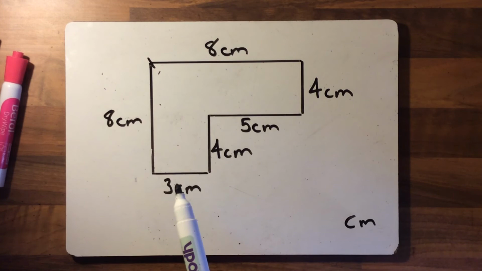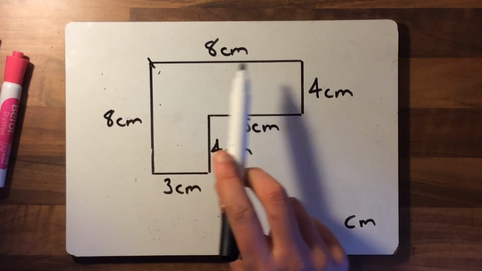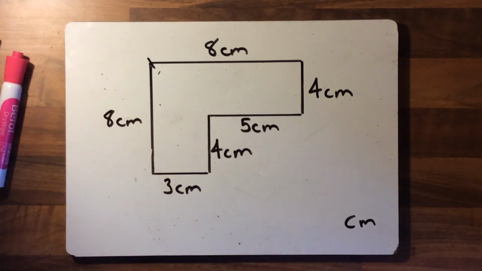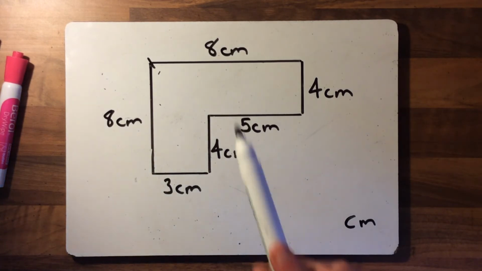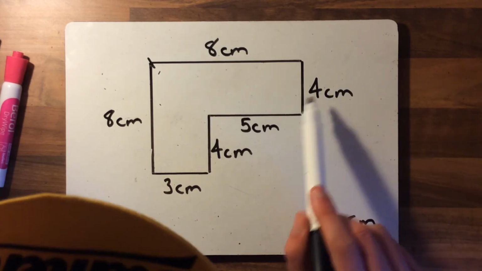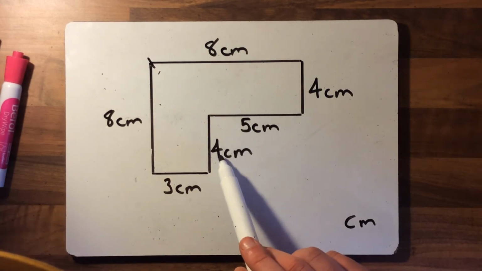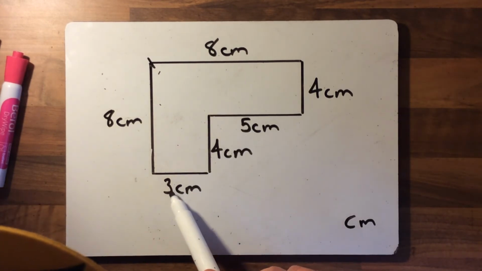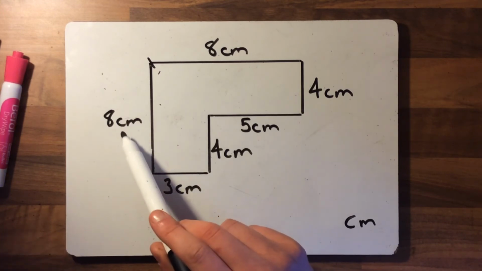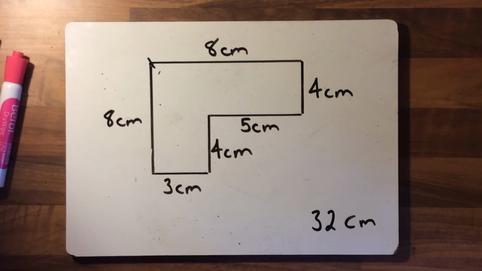Okay, so do you want to stop the video there, see if you can figure out what the perimeter of this shape is, and then we'll see if you get it right. Okay, so let's have 8, add 4, which is 12, add another 5, 17, add another 4, 21, add another 3, 24, and then finally adding this 8 on, it's actually 32 centimetres again.